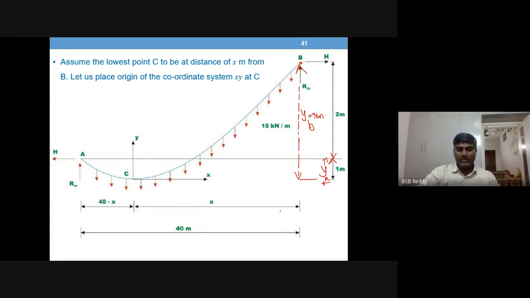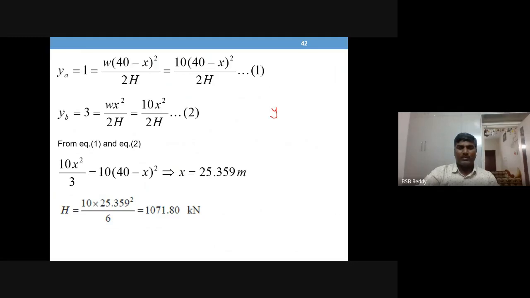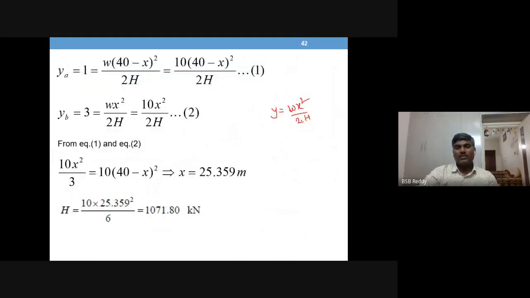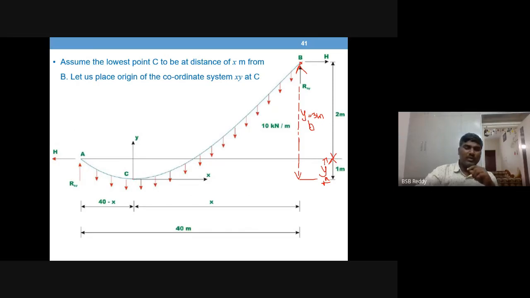Okay, right. So if I consider this as x and the remaining is 40 minus x, what is the equation for y? Y equation is equal to UDL x square by 2h, isn't it? So if you can see, wx square by 2h is the equation. Right, now you substitute the value of x to get the y value. You know two y values. So from here, this is the origin. What is the x coordinate for point A? And what is the y coordinate for point A? Okay, this is 0, 0. That you have to understand. This is 0, 0 now.